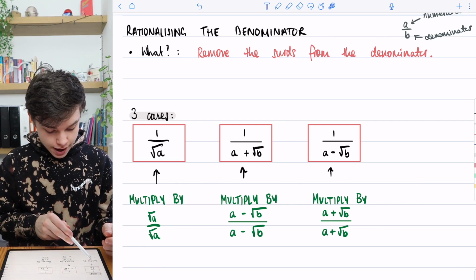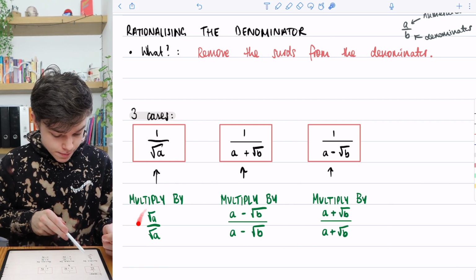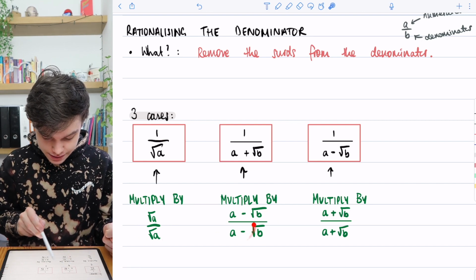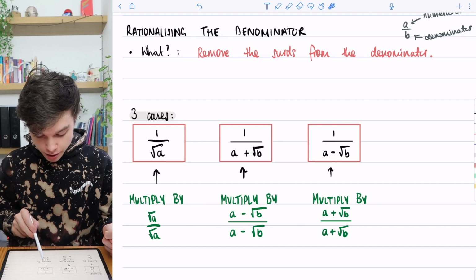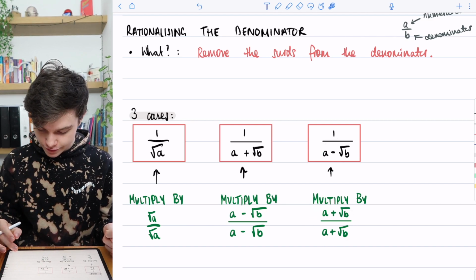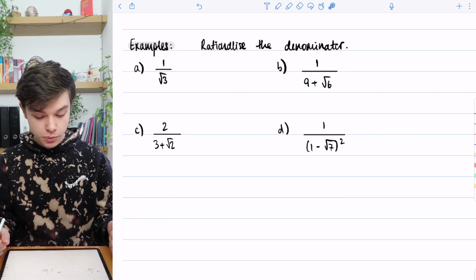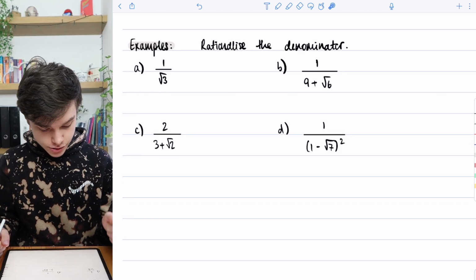We need to multiply, if we've got root a on the bottom, by that. If we've got a plus root b on the bottom, we multiply by the negative, and if we've got the negative on the bottom, we need to multiply by the positive. Okay, so here are some examples. We want to rationalise these denominators.